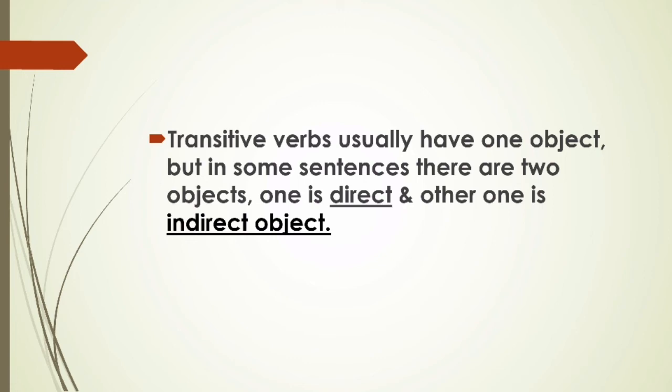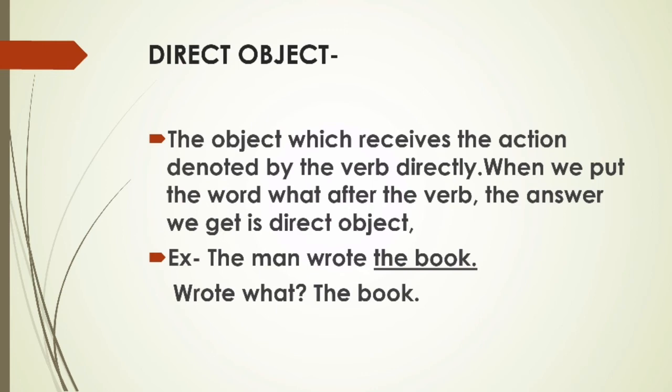So in that case, if we are having two objects, then one is the direct object and the other one is the indirect object. Okay, so now we have to differentiate which one is the direct object and which one is the indirect object. So how are we going to find it out? First of all, let's see what we mean by direct object. Basically, the object which receives the action denoted by the verb directly, जो action receive कर रहा है. And when we put the question what after the verb, the answer that we get will be our direct object, right?